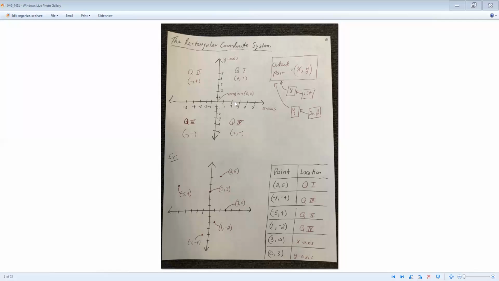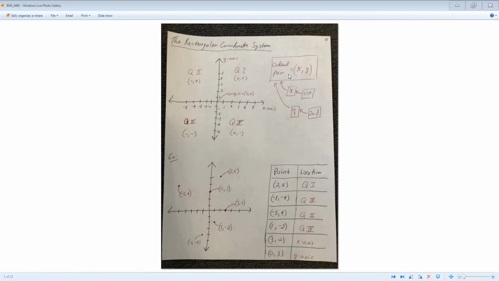Everything to the right of the origin is positive. Everything to the left of the origin is negative. Everything above the origin is positive, and everything below the origin is negative. In order to get into your first quadrant, you have to make two positive moves. Quadrant 2, you go negative and then positive. Quadrant 3, two negative moves. Quadrant 4, you go positive and then negative.